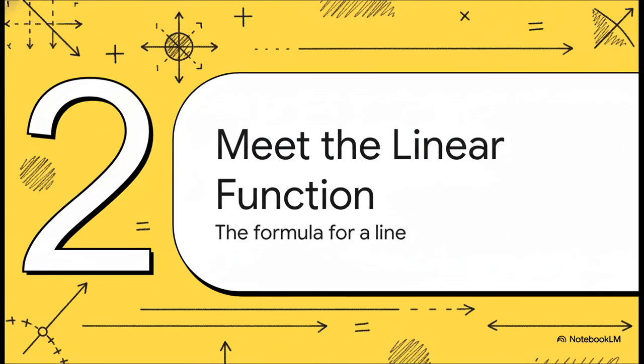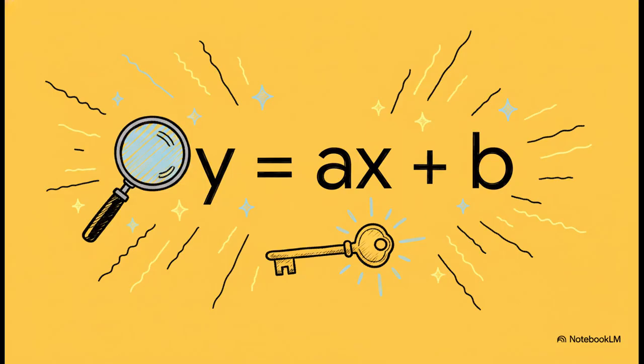All right, now that we've got the hang of what a function is, let's meet a really special kind of function. This one is called the linear function, and this is our guy. This is the one that makes all those perfect straight lines. And here it is. This is it. This is the secret code, the superhero formula for every single straight line.